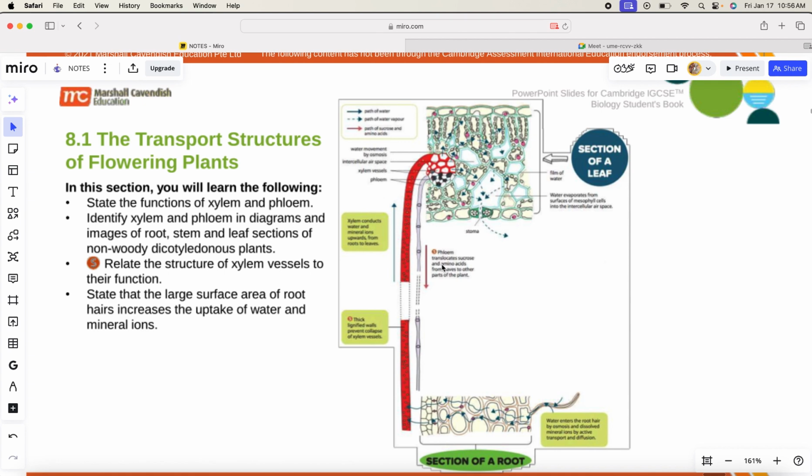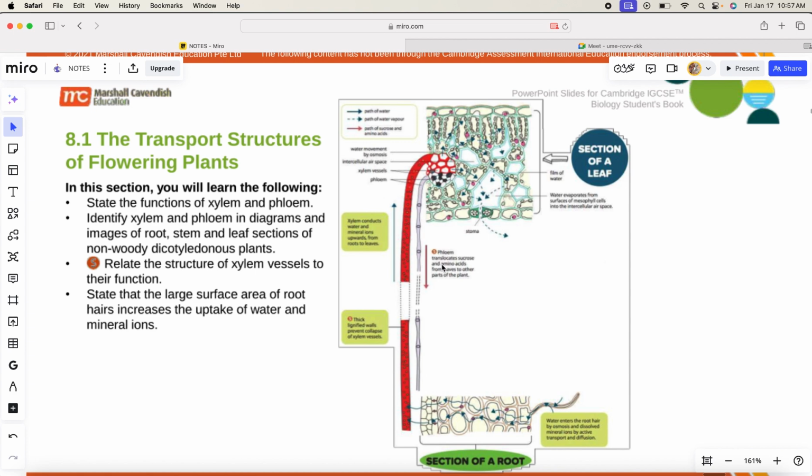We're going to look at them from the diagram, their images. We're going to look at the image of the root hair and the stem and the leaf sections and everything. We're going to look at the dicotyledon plant and so on and so forth. We're also going to relate the structure of the xylem vessels to their functions. We look at the structure, we see how it's adapted for the functionality that it is made to carry out.